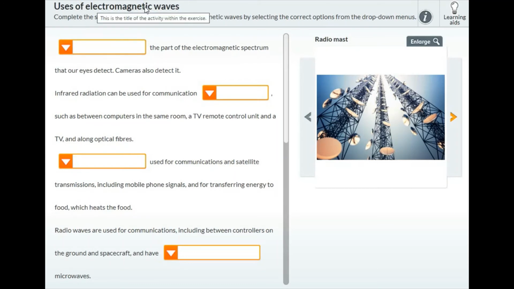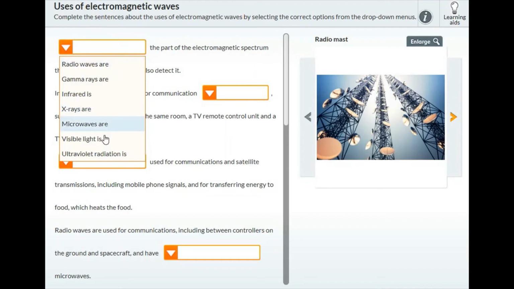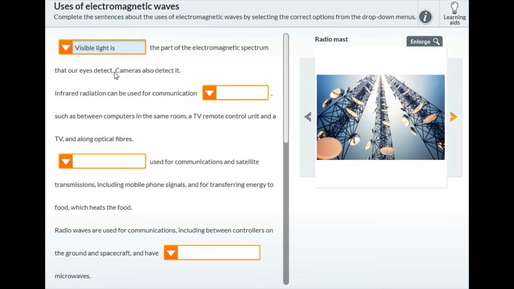Uses of electromagnetic waves. Complete the sentences about the uses of electromagnetic waves by selecting the correct options from the drop-down menu. So something, the part of the electromagnetic spectrum that our eyes detect. So something, the visible light is the part of the spectrum that our eyes detect. Cameras can also detect. Infrared radiation can be used for communication. Short ranges, okay, so you're going to be able to switch over the channel using your remote control from within your living room, but you're not going to be able to maybe send that signal from one end of the street to the other.